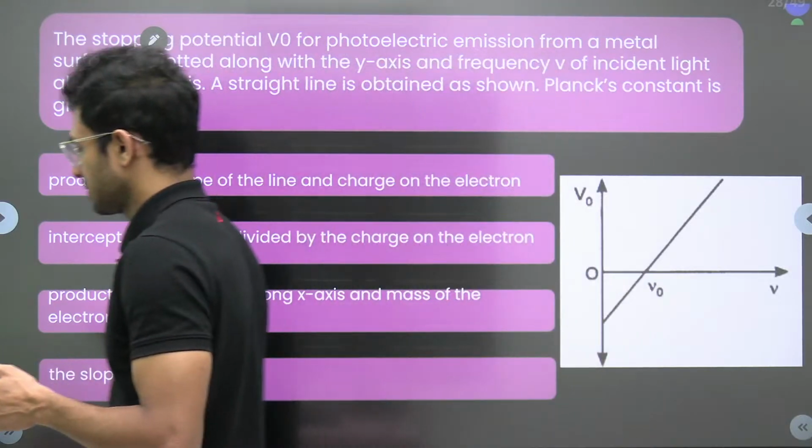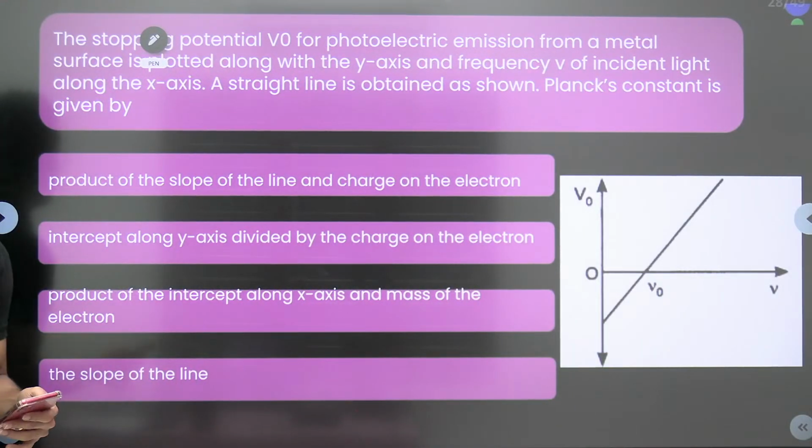Okay, you'll be like, sir, you are covering that question, sir. Ab move kar le, sir.